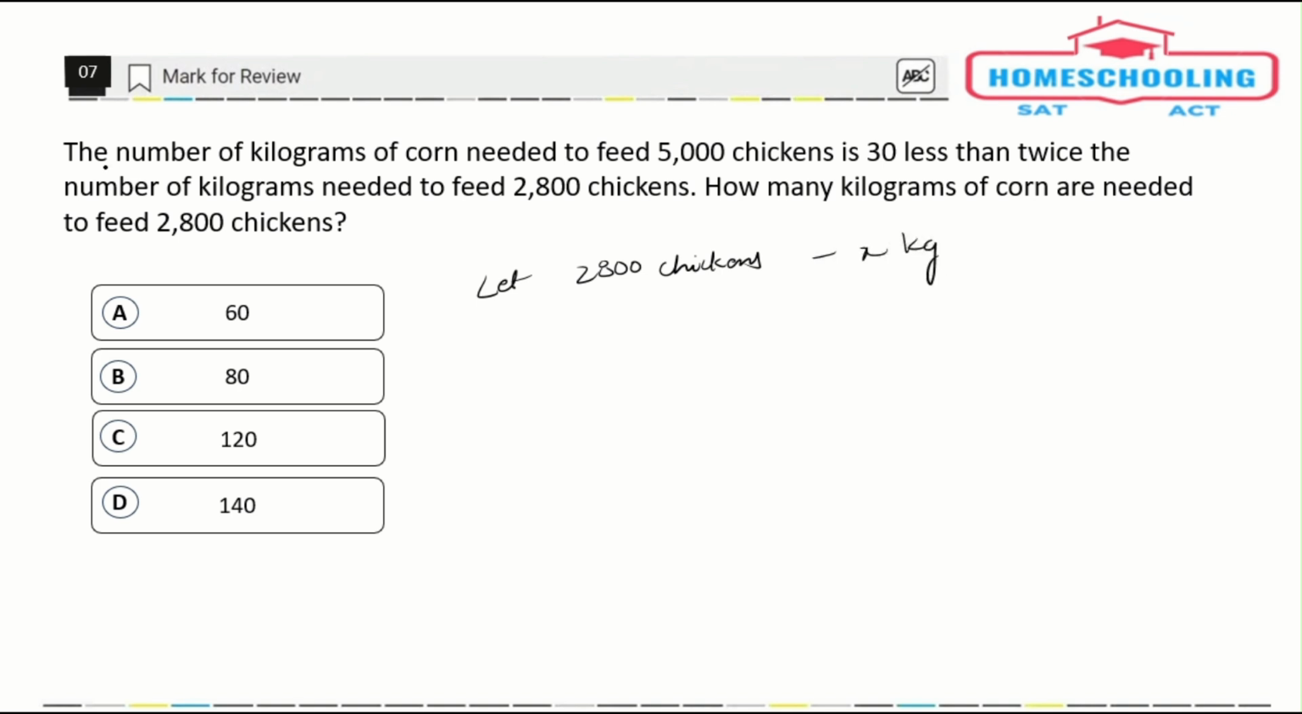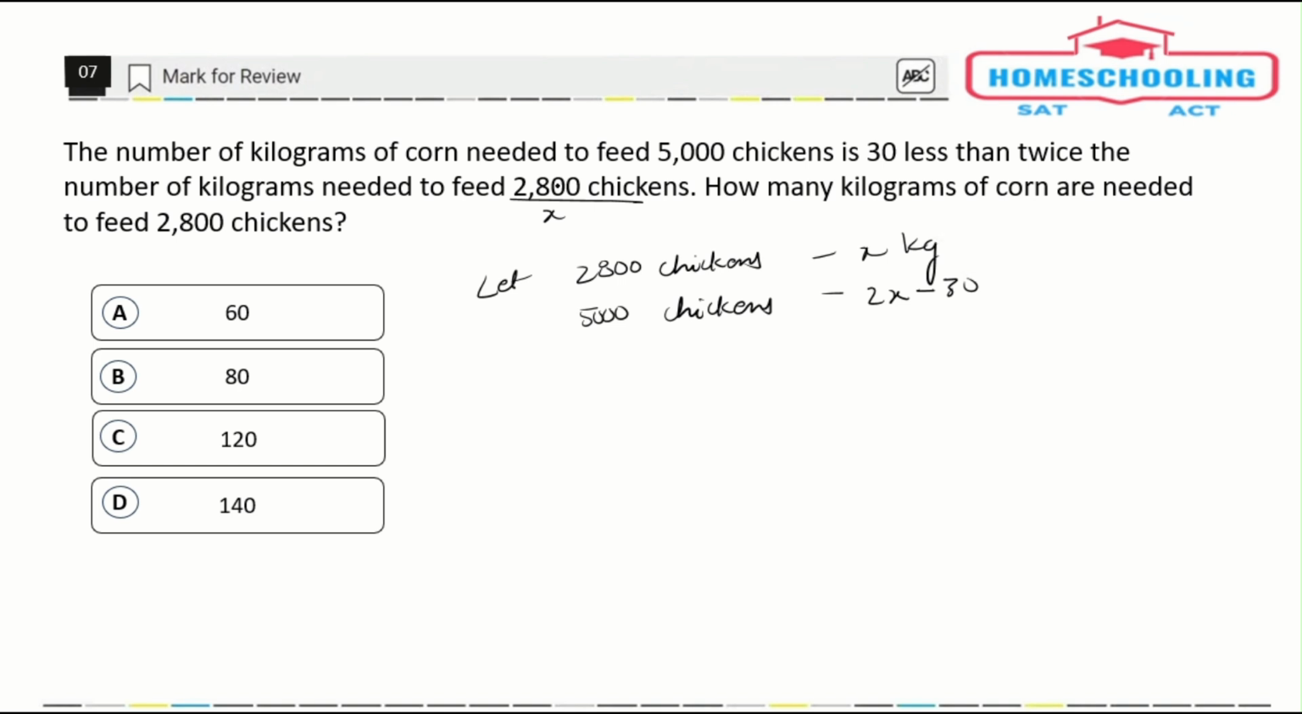The question says, what is the number for 5,000 chickens? For 5,000 chickens, it is 30 less than twice the number of kilograms needed for 2,800. For 2,800 chickens, we know that x kilograms are needed. So for 5,000 chickens, it needs 30 less than twice the kilograms. Twice the kilograms is 2x and 30 less would be 2x minus 30.